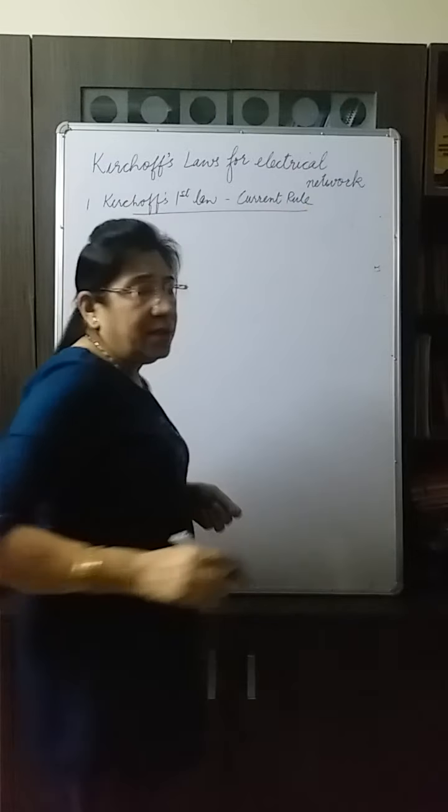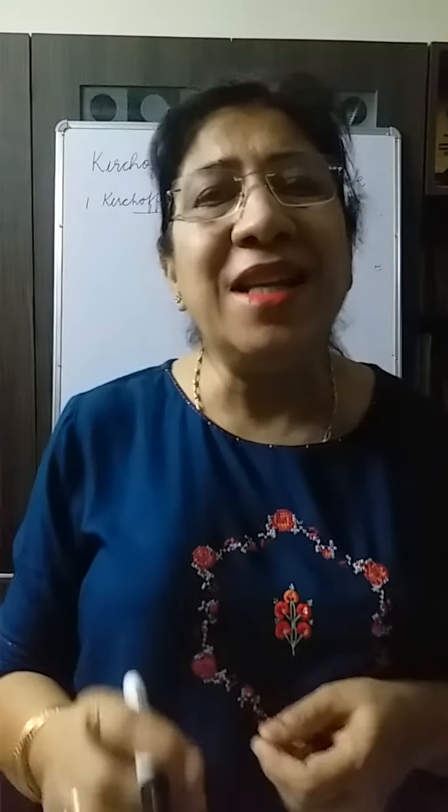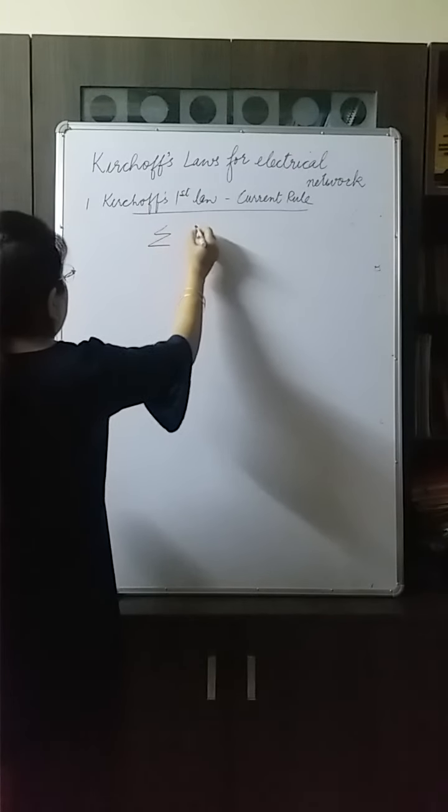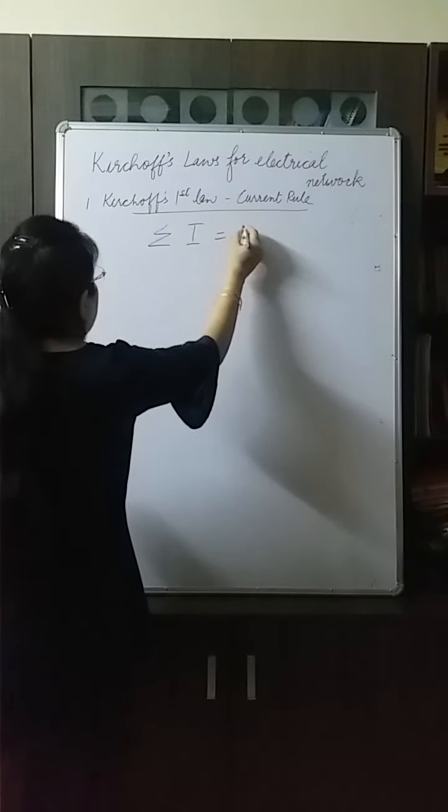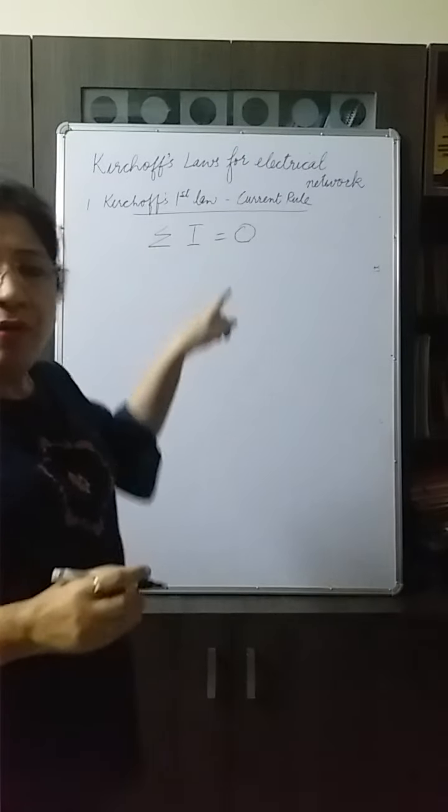And this law is stated for a junction. A junction is a point where two or more wires meet. So this law is stated for a junction. It states that the algebraic sum of the currents meeting at a junction is 0. Mathematically we can write the algebraic sum of the currents meeting at a junction is 0.